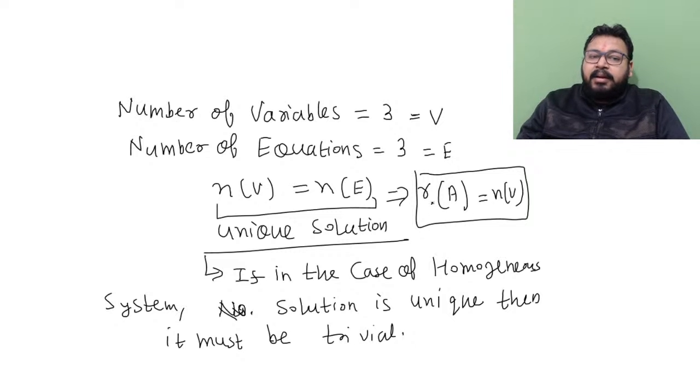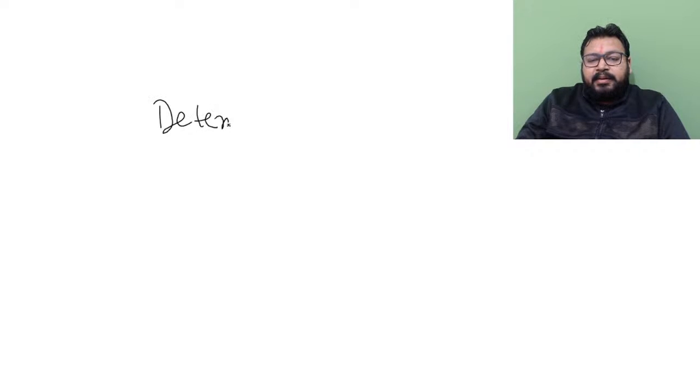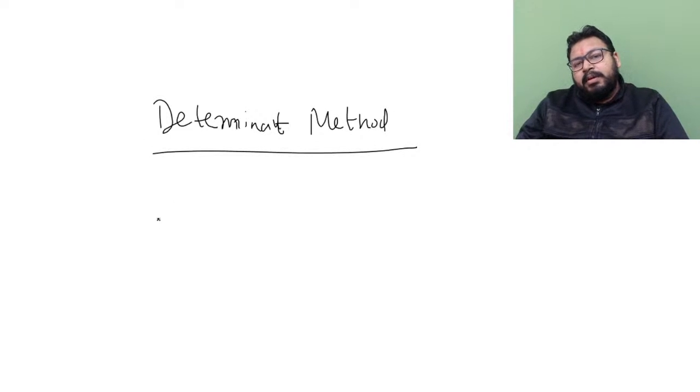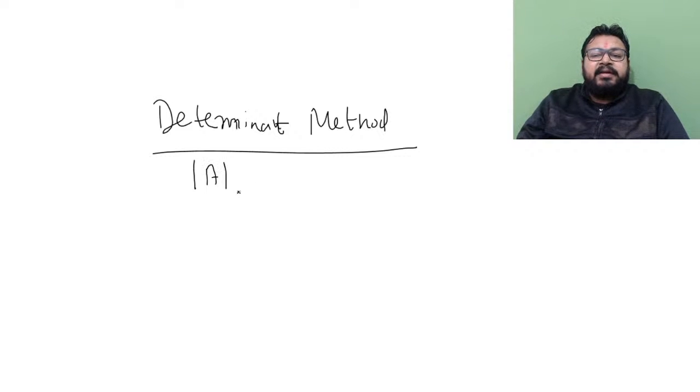ठीक है. अब रैंक 3 कब आएगा, उसके लिए क्या करें, क्या मेथड है? तो बड़ा सिंपल सा मेथड है, बहुत ईज़ी मेथड है, and that method is the determinant method. What is the determinant method? What we do, we take the determinant of the matrix A. हम क्या करेंगे, मैट्रिक्स A का डिटरमिनेंट लेंगे.